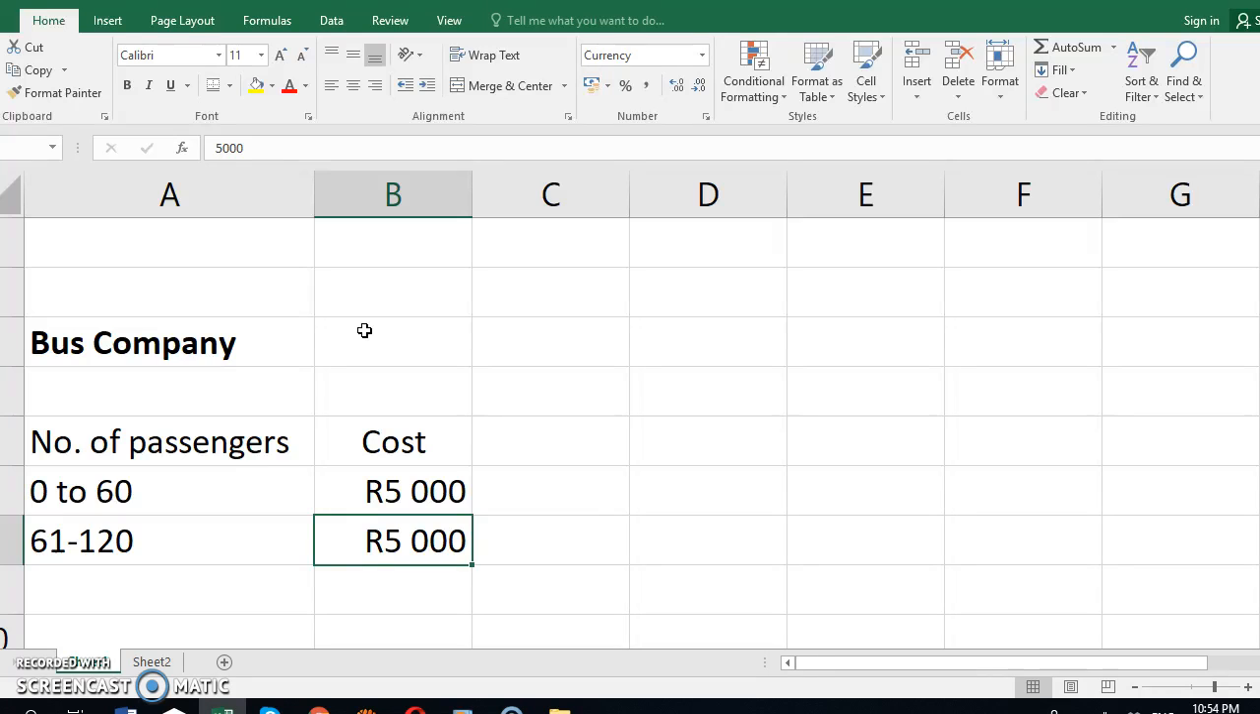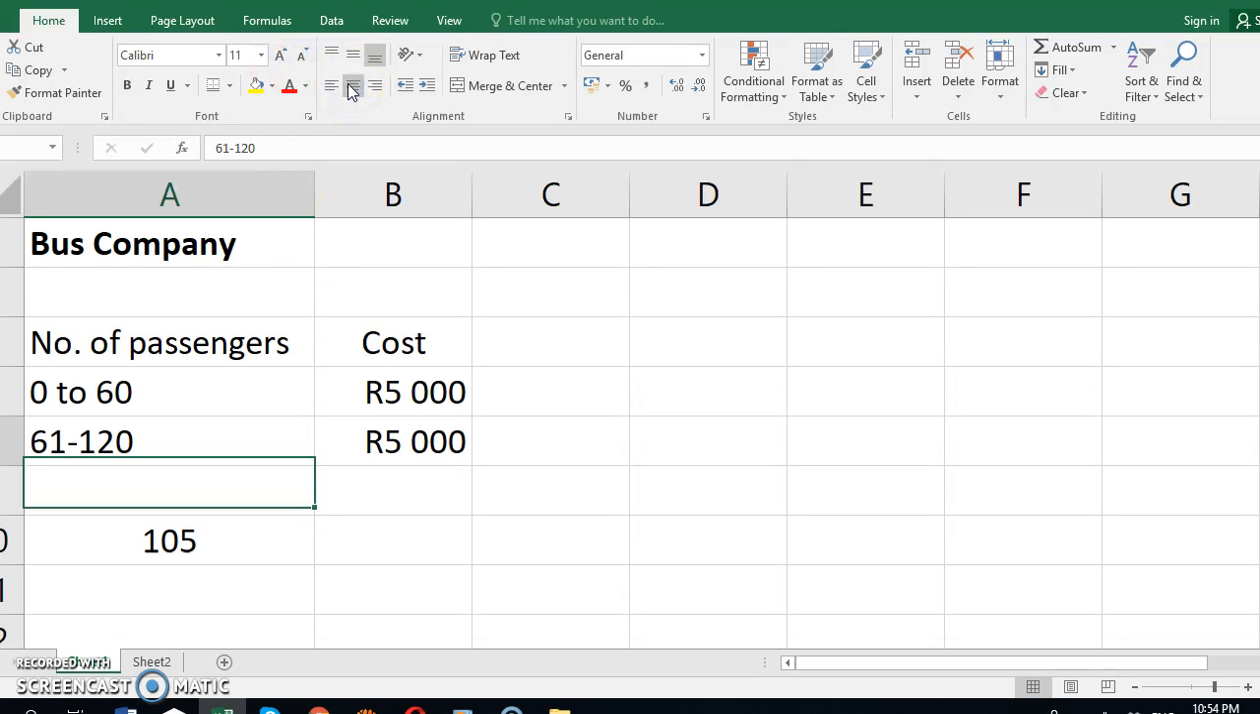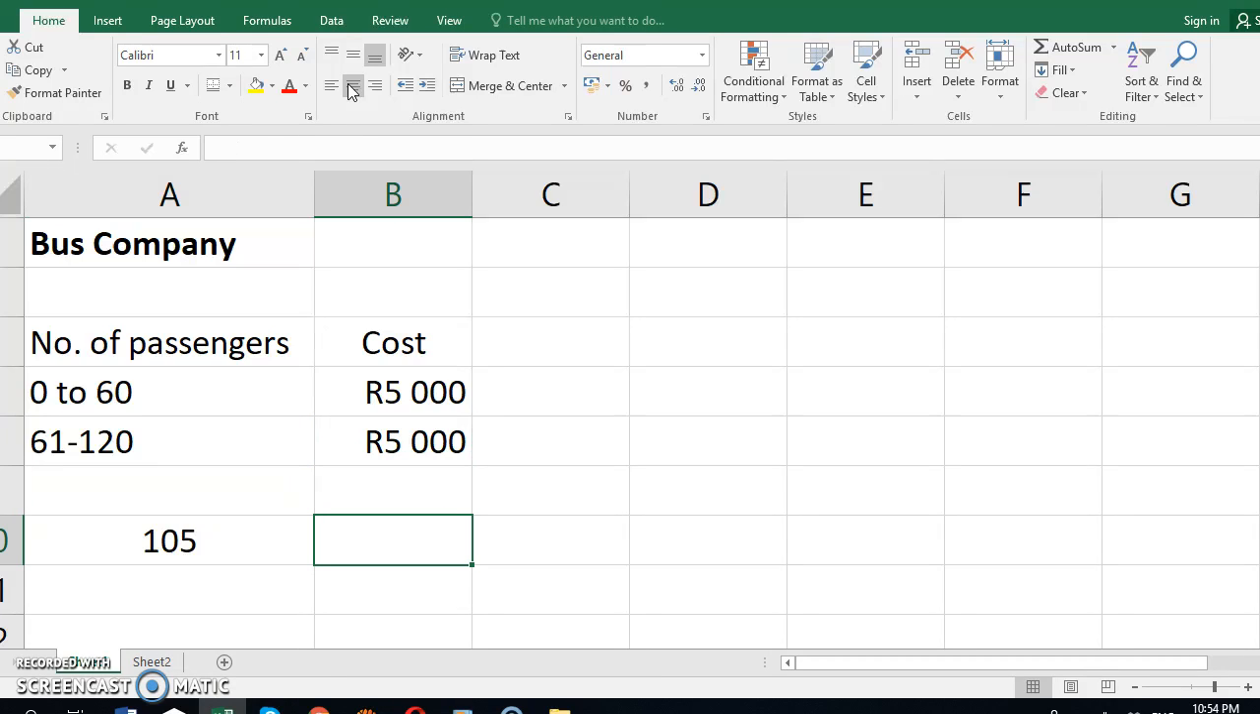As an example, if a company wants to, in this case, take 105 passengers, they effectively would need to use up this whole first range, and then go into the second range. And in the second range, 105 is between 61 to 120, and it doesn't matter whether they're 61 or whether they're 120, they still have to incur the extra 5,000. So for 105 passengers, the company, or the school, or whatever the case may be, will have to pay 10,000 out to the bus company. So it's fixed within a relevant range, and that's basically what a step fixed cost is.